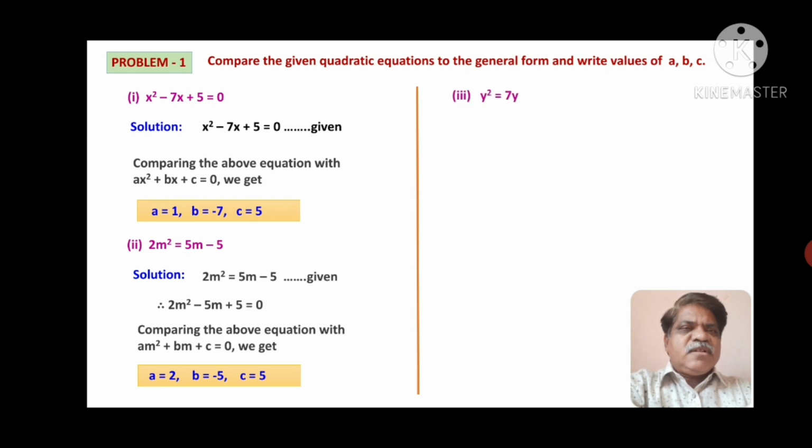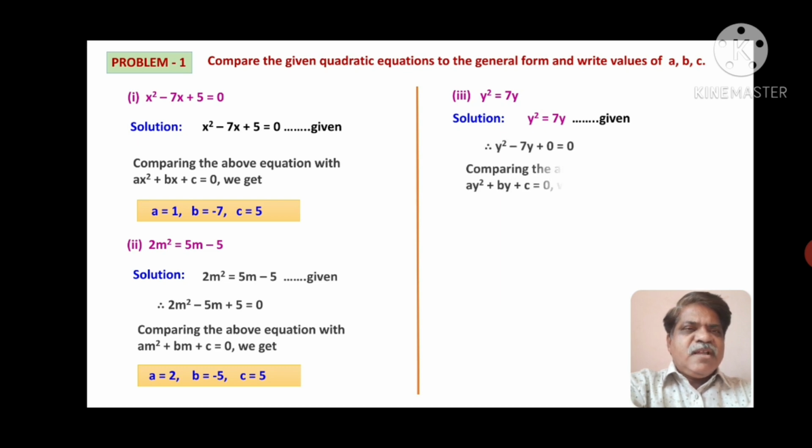Third problem, y square is equal to 7y. Solution: now, it is given that y square is equal to 7y. We will write it in the standard form: y square minus 7y plus 0 is equal to 0. Comparing this equation with ay square plus by plus c is equal to 0, we will get that a is equal to 1, b is equal to minus 7 and c is equal to 0.